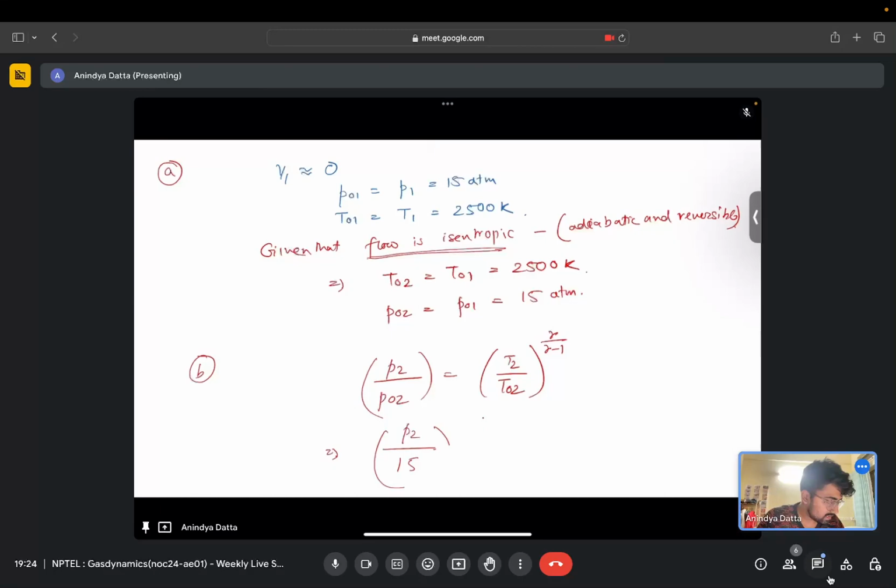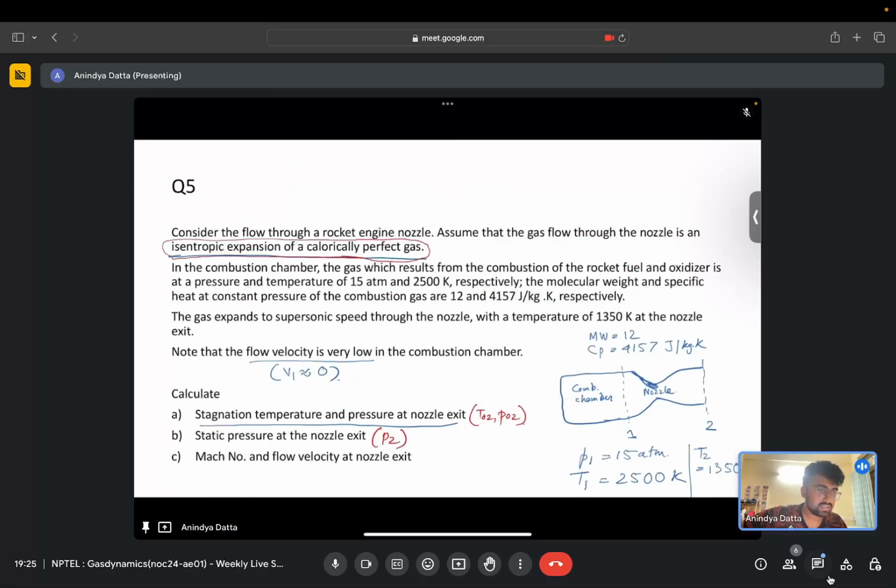P02 is 15 atm, T2 is given as 1350 Kelvin, T02 is 2500 Kelvin. Now gamma is not known. Why? Because this is not air, so we can't assume gamma is 1.4. To compute gamma, there are some other important things given. We have been given the value of molecular weight and Cp. From that we can find the value of gamma.